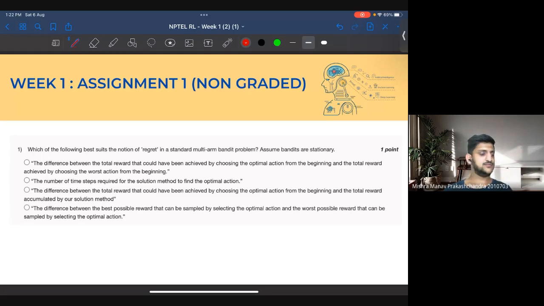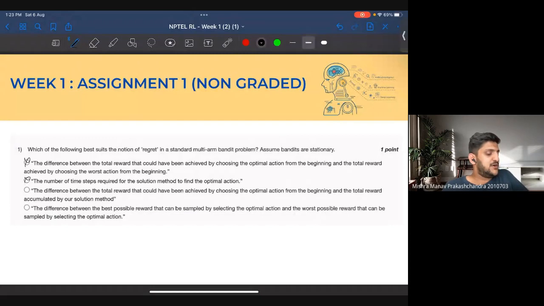Option one is the difference between the total reward achieved by the optimal action from the beginning and the total reward by choosing the worst action. No, it doesn't compare the best action and the worst action, but rather the best possible reward you could have achieved and the reward you have achieved. So option one is incorrect. Option two is the number of time steps required for the solution to find the optimal action. No, this is not the notion of regret.